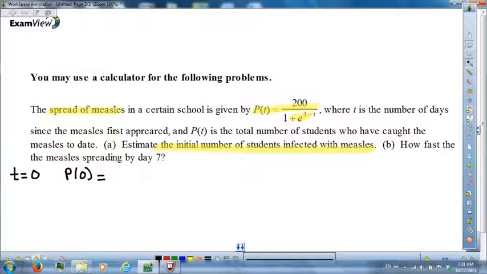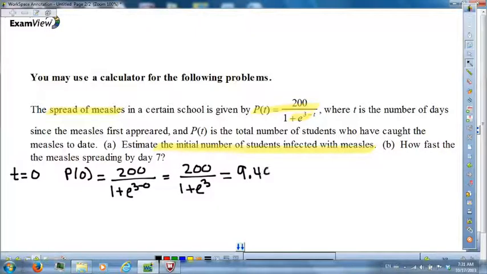So what we're going to do is wherever we see a t in the original equation, we're going to substitute a 0. So we're going to have 200 over 1 plus e to the 3. And we're going to use our calculator to calculate this. Using the calculator, I get 9.485. Since we're talking about students, people, we're not going to do half numbers. So it's going to be approximately 9 students.